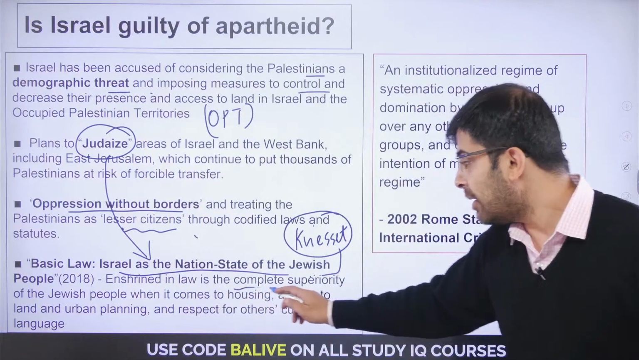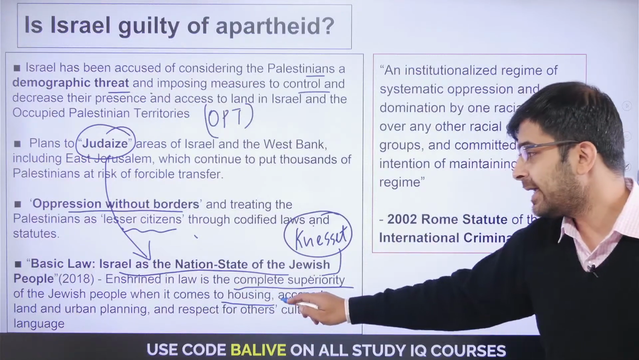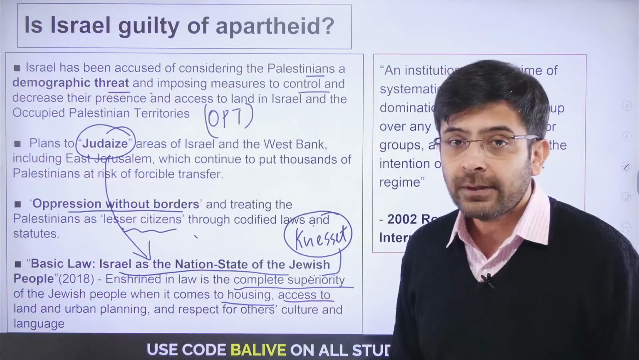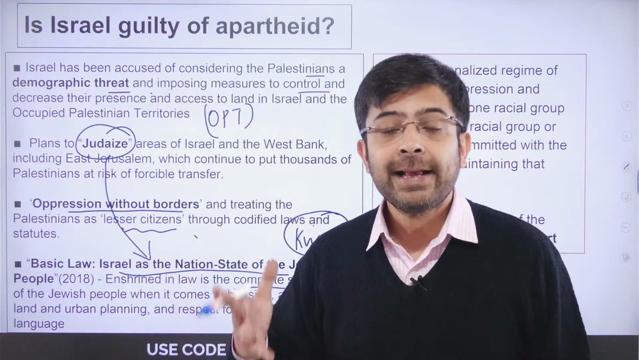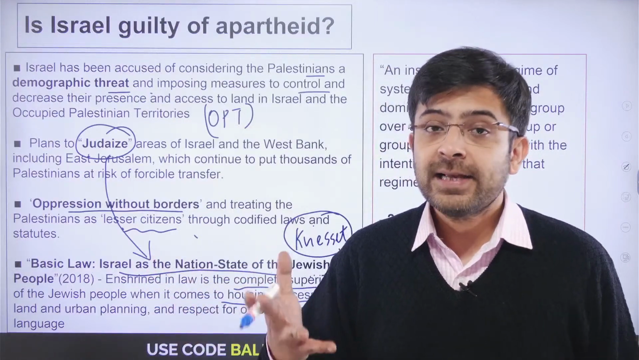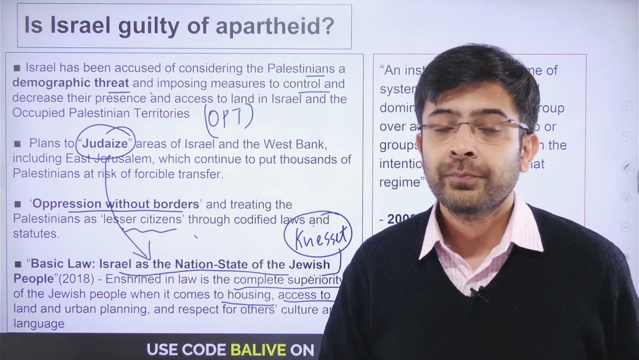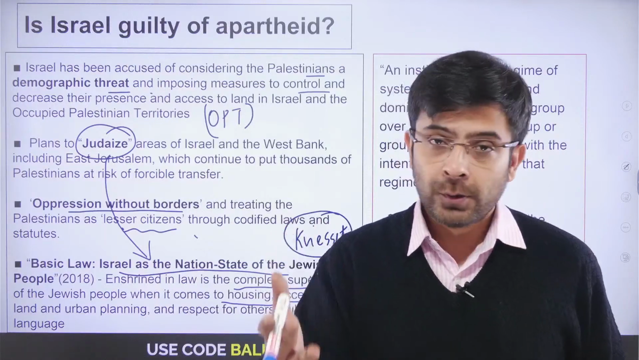Enshrined in the law is the complete superiority of the Jewish people when it comes to areas of, say, housing, access to land, urban planning, correct? So they get first preference. They get to have priority. Now, all of these are presented as evidence that yes, Israel on some level is guilty of racial discrimination, of segregation, of oppression. But then the counter view is very important for you to consider.